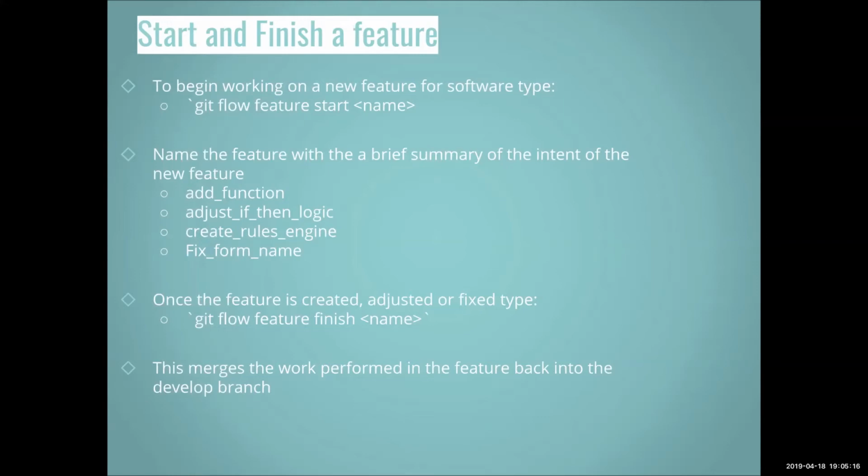And then once the feature is created, adjusted, or fixed, you would type git flow feature finish, and then that name.